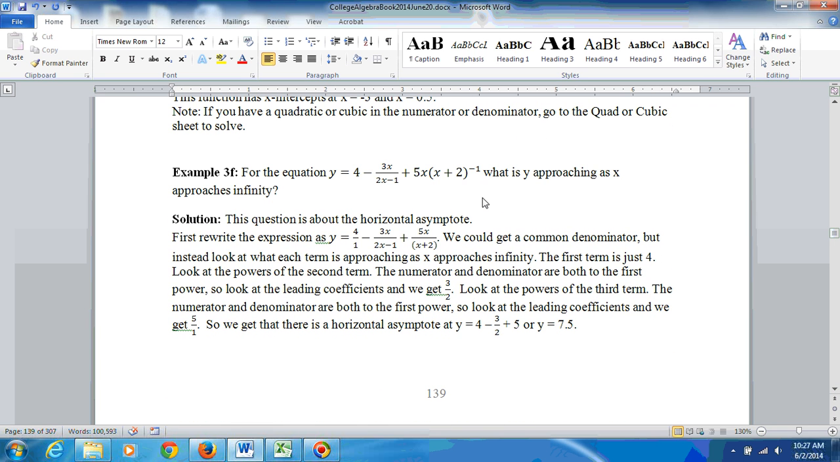On this expression, a new one here, what is y approaching as x approaches infinity? In other words, what is the limit as x approaches infinity? On this, well, we got a 4 here. Here the powers are the same, so you look at the leading coefficients, and you get -3/2, minus from right here, -3/2. And here this gets flipped down to the bottom. Here it is written. So the powers are the same, so you look at the leading coefficients, which are 5 and 1. So basically we end up with 4 minus 3/2 plus 5, which is 7.5.